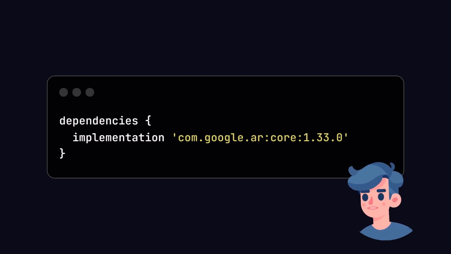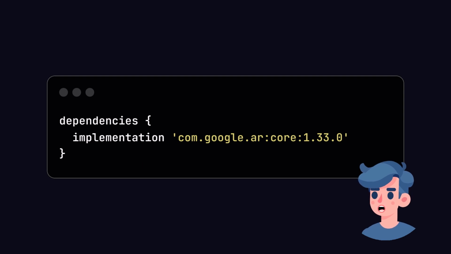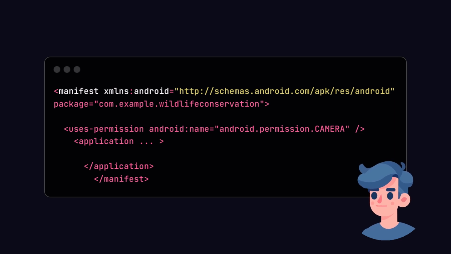Next, we need to integrate ARCore into our project. First, you should add the ARCore dependency to your app's build.gradle file. This library provides the necessary functionalities to create augmented reality. Once you've configured your project, let's move on to the permissions. The app needs camera access for AR functionalities. Add the following permissions in the AndroidManifest.xml.